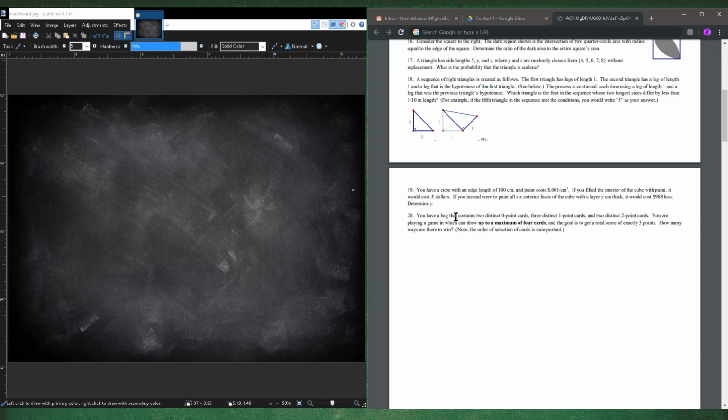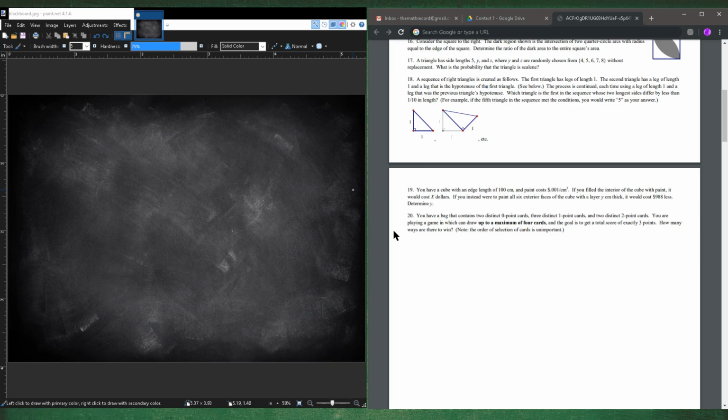You have a cube with an edge length of 100 centimeters, and paint costs 0.001 dollars per cubic centimeter. If you fill the interior of the cube with paint, it would cost X dollars. If you were to paint all 6 exterior faces of the cube with a layer Y centimeters thick, it will cost $988 less.